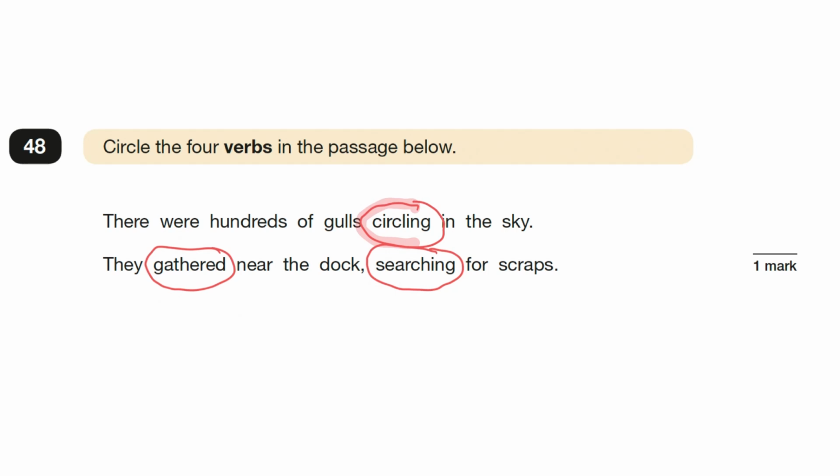So we've got there were, okay? And it's just this sense of this state of being. They were physically there, but there isn't a verb to actually describe them other than the fact that saying they were there. There were hundreds of gulls circling in the sky. They gathered and they were searching. Okay, so hopefully that one makes sense. And this is one of those examples where this helping verb is actually being shown within the sentence.